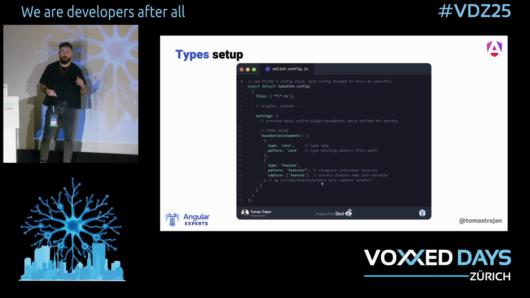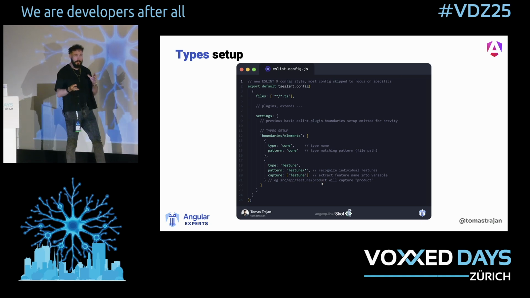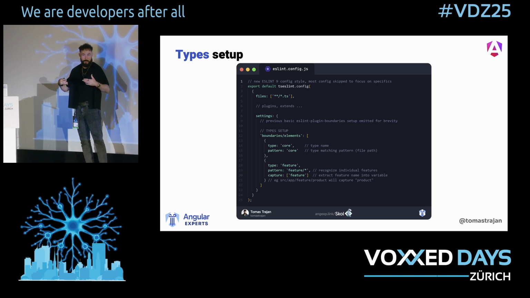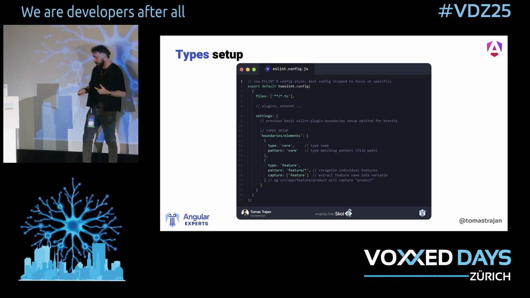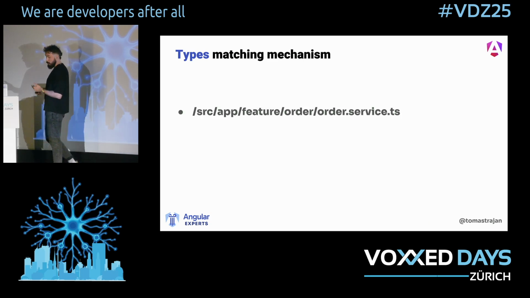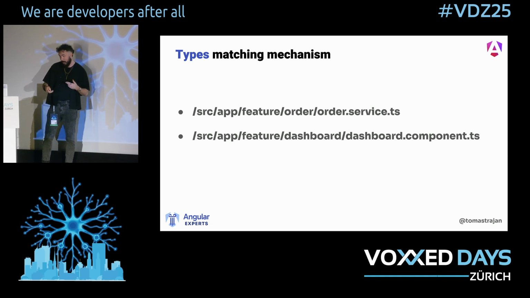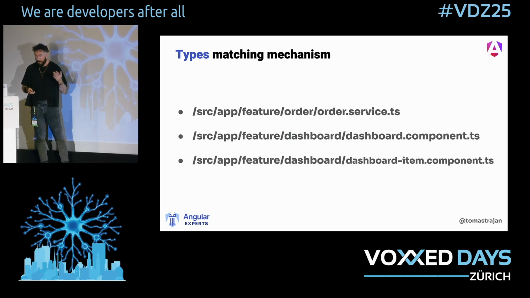And this will be very useful to be able to prevent features importing from each other. Because otherwise, if everything is just feature, how do we differentiate? So we have to capture its name. So how does that look? Source app feature order service, source app feature dashboard component, and let's say dashboard item component.